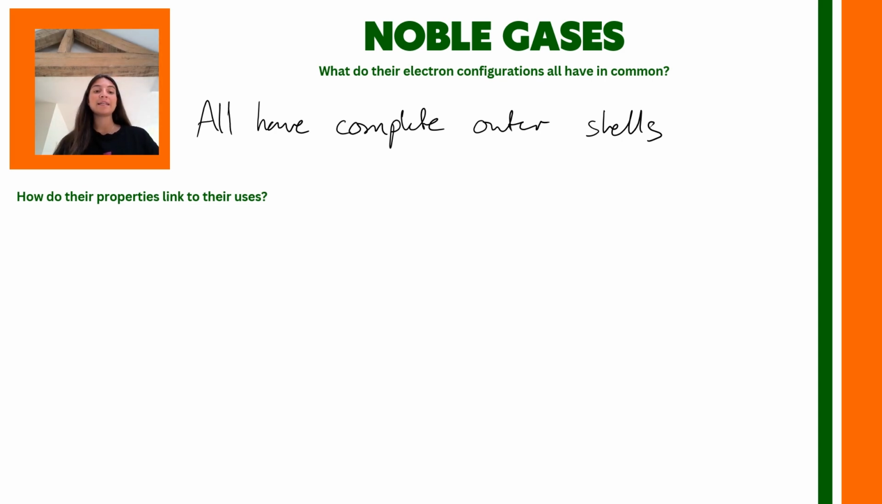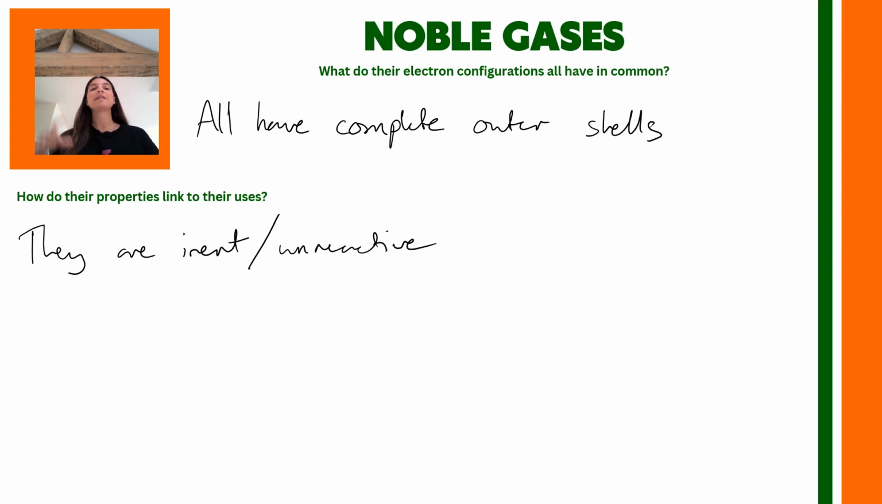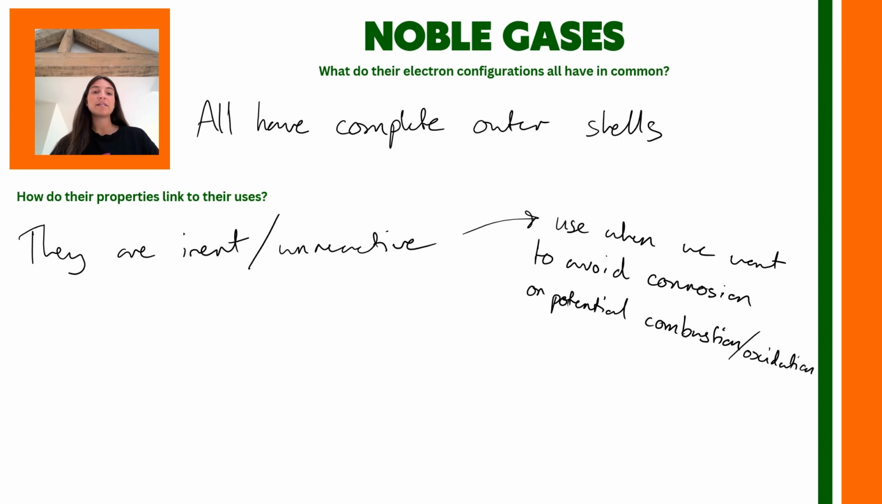How do their properties link to their uses? Well, they're inert or unreactive. So that very much links to this idea that they have complete outer shells. So they're not gaining or losing electrons from anywhere. So they don't tend to react with things. And that's really useful if we have something where we would like to avoid some corrosion or any potential combustion or oxidation. So one of the examples that we had in the notes was to do with welding and having it in an atmosphere of argon to stop that hot metal reacting with the oxygen surrounding it.